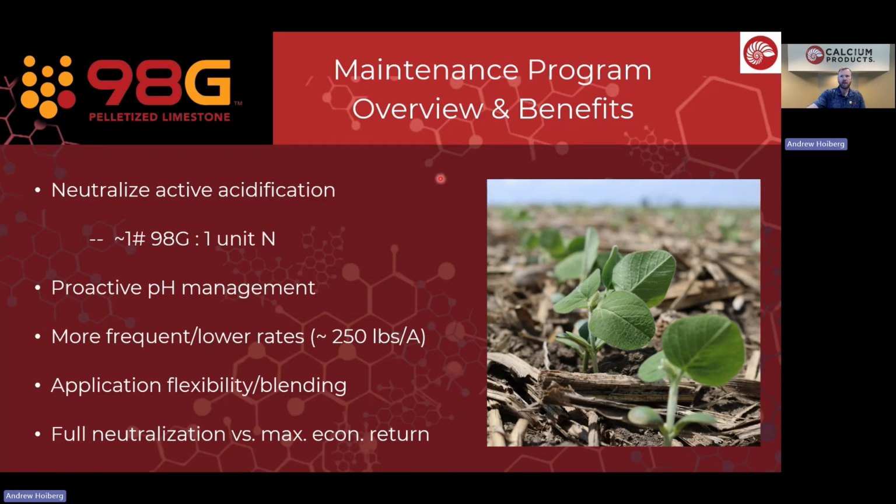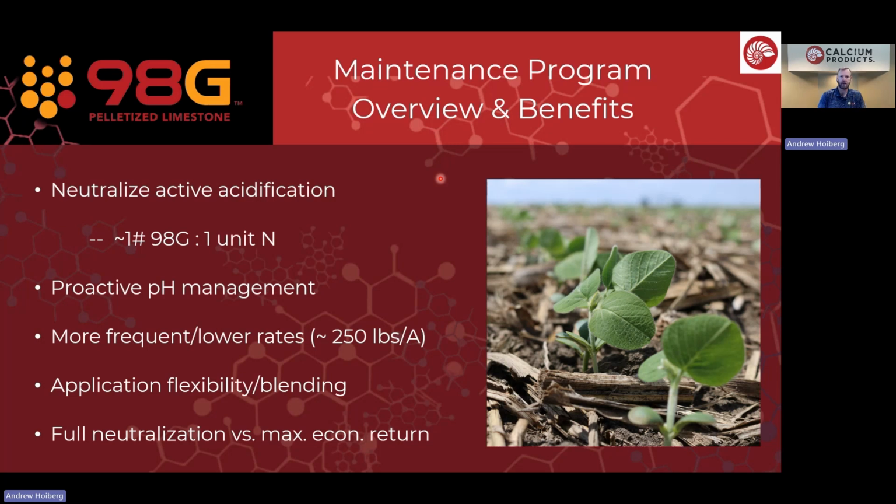So getting back to our maintenance program that I teased a little earlier, our whole idea here, and this expands from what we talked about on Tuesday, is we've got a lot of active acidification that we're putting into our soils every time we put nitrogen out there. So we want to be proactive about neutralizing that active acidification. And over the course of time, based on our research trials and some modeling that we've done, we've come up with two different ways to look at this.